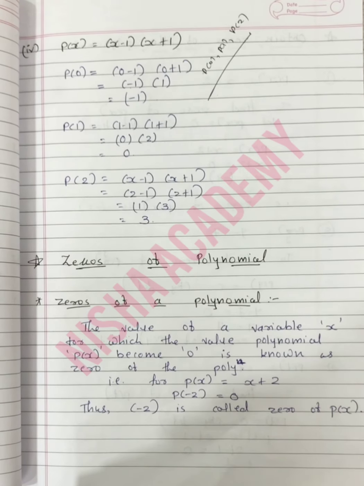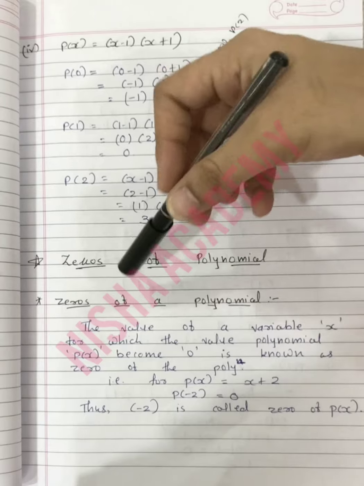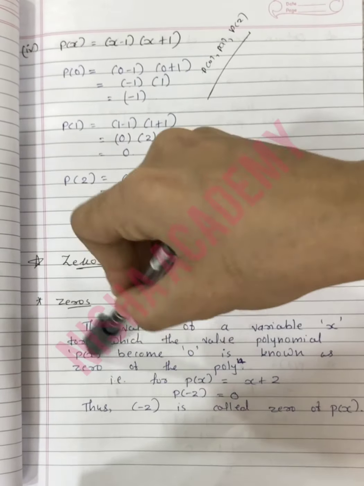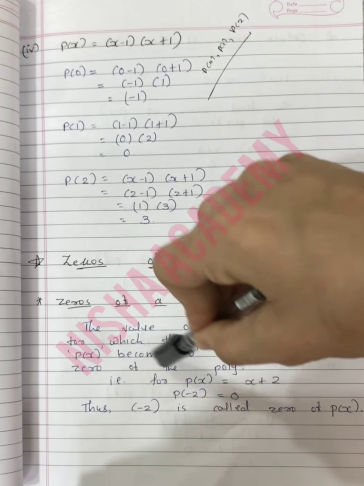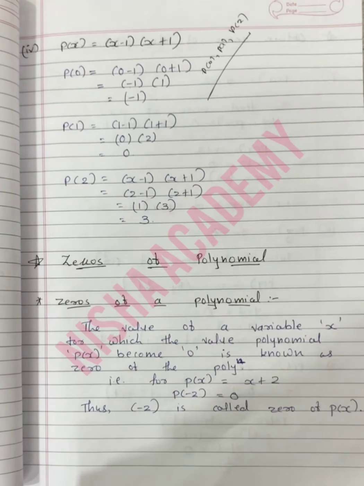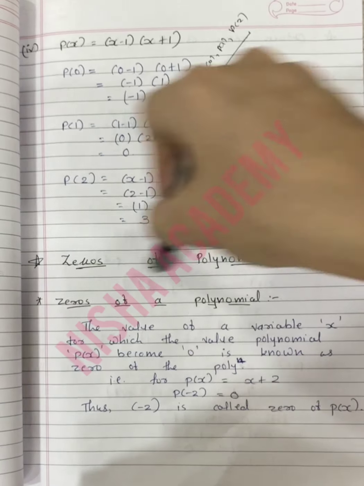Now what is zeros of a polynomial? The value of a variable x for which the polynomial p of x becomes 0 is known as zero of the polynomial. Suppose you have given one p of x, and at some value of x that polynomial becomes 0, then it is called zeros of a polynomial.